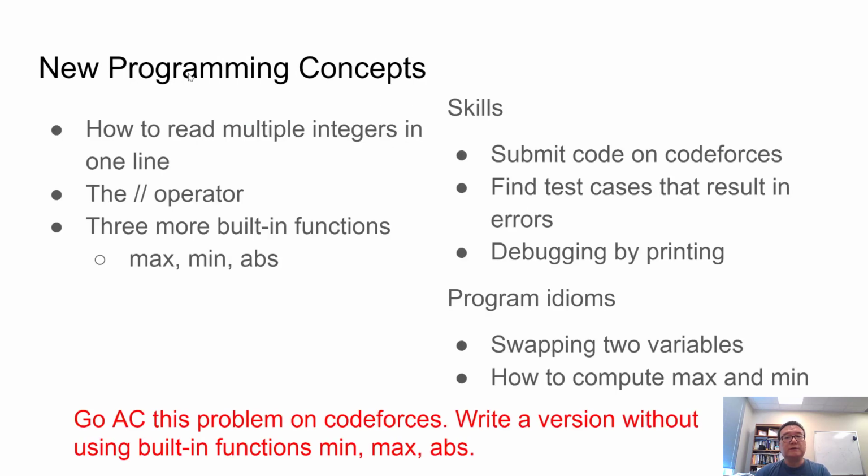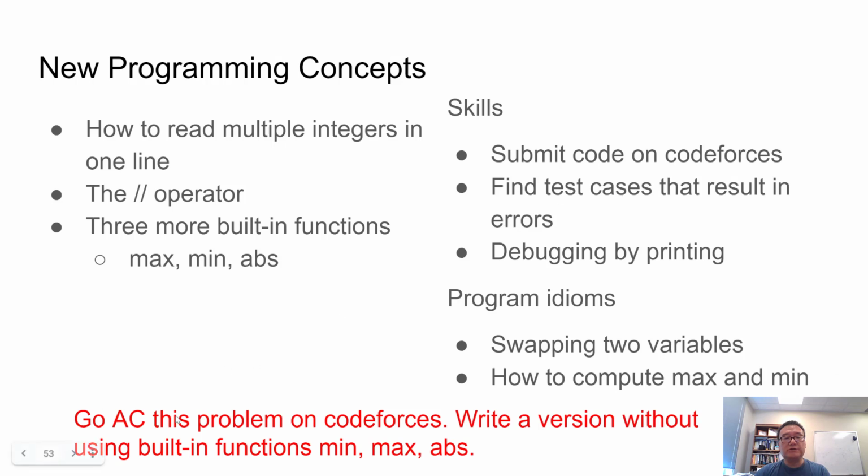So to recap, for this example problem, we showed how to read multiple integers in one line, which will come up quite often in future, and the integer division operator, and showed 3 more built-in functions, min, max, and absolute value. And we submitted code on Codeforces and found the test case that resulted in errors. And we also showed how to debug by printing. And for programming idioms, we showed how to swap 2 variables and also how to compute the max and min.